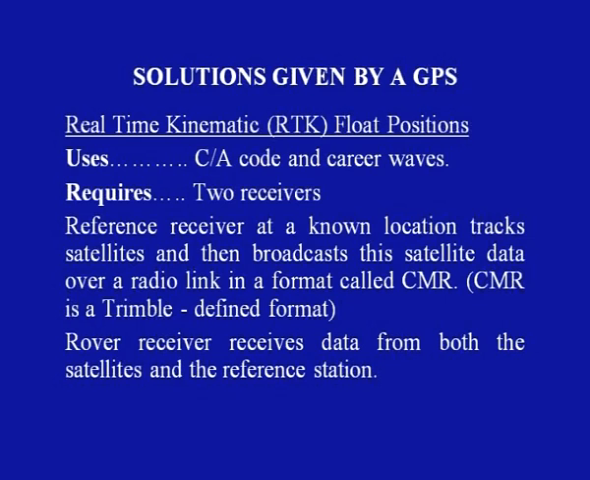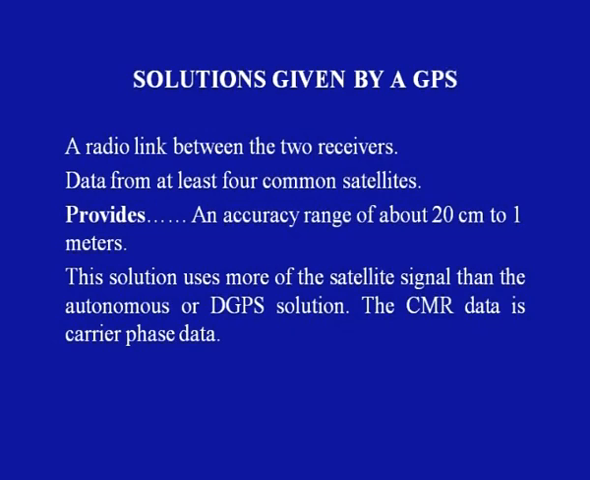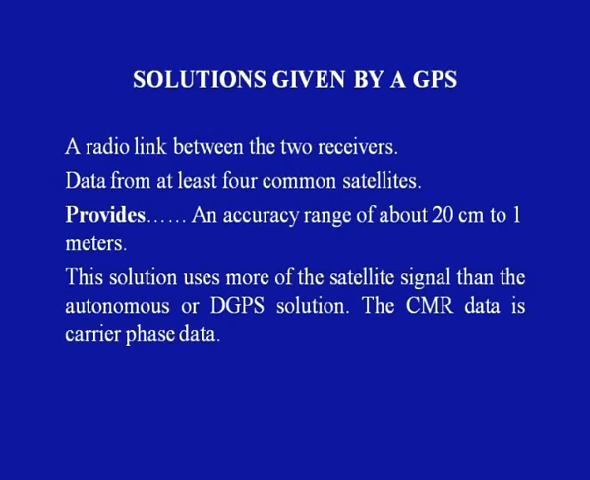Rover receivers receive data both from the satellites and from the reference data. A radio link between the 2 receivers is required. Data from at least 4 common satellites need to be tracked both by the reference and the rover GPS receivers. This type of solution provides an accuracy range of about 20 centimeters to 1 meter. This solution uses more of the satellite signal than the autonomous or DGPS solution. The carrier data, this CMR data, is a carrier phase data.